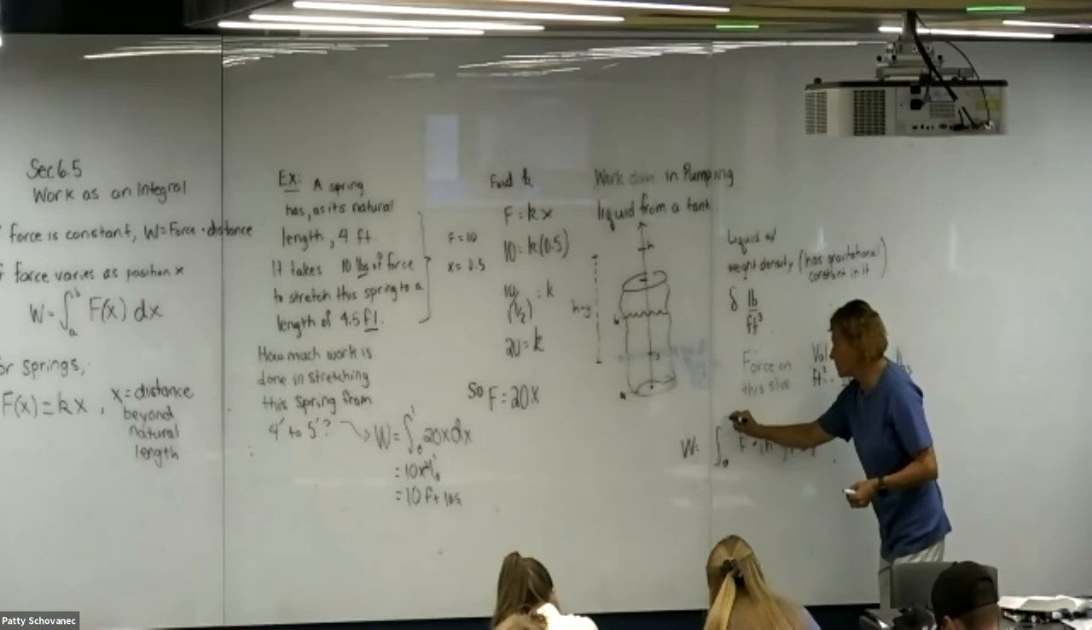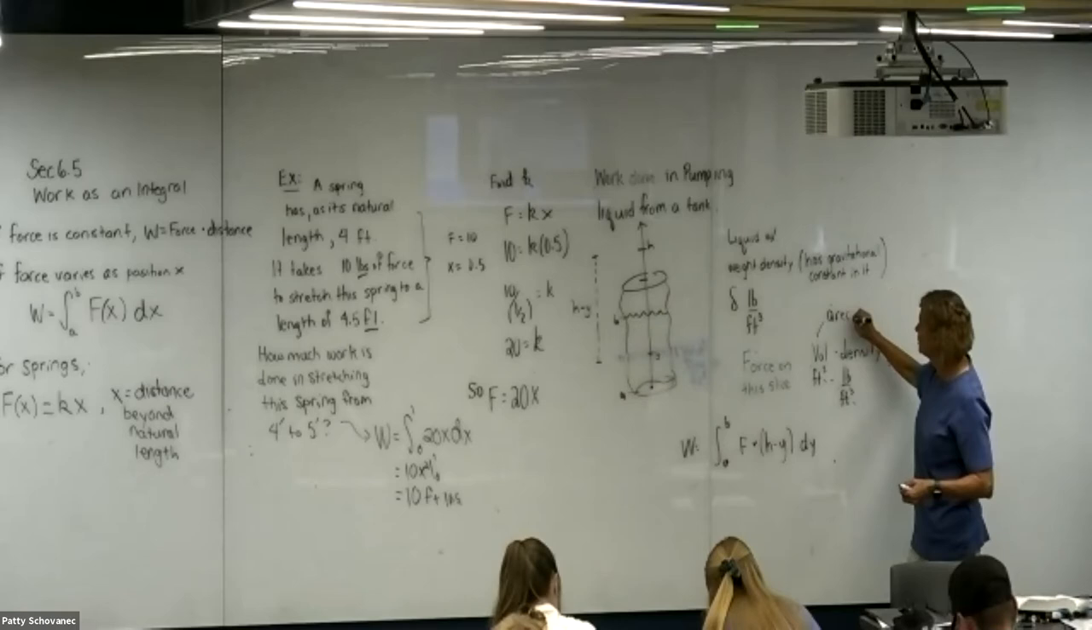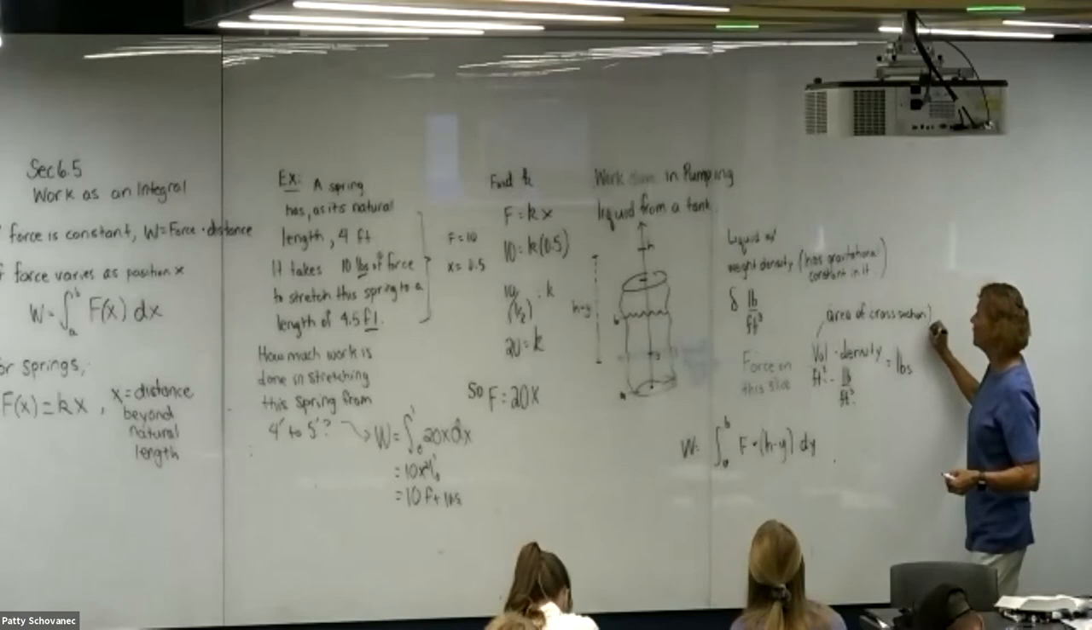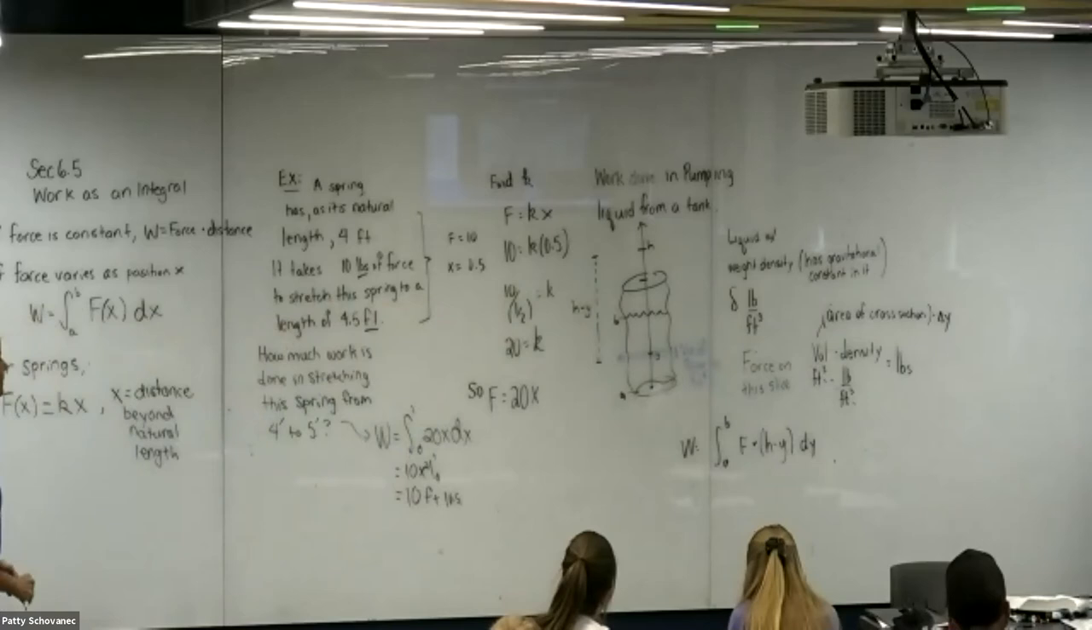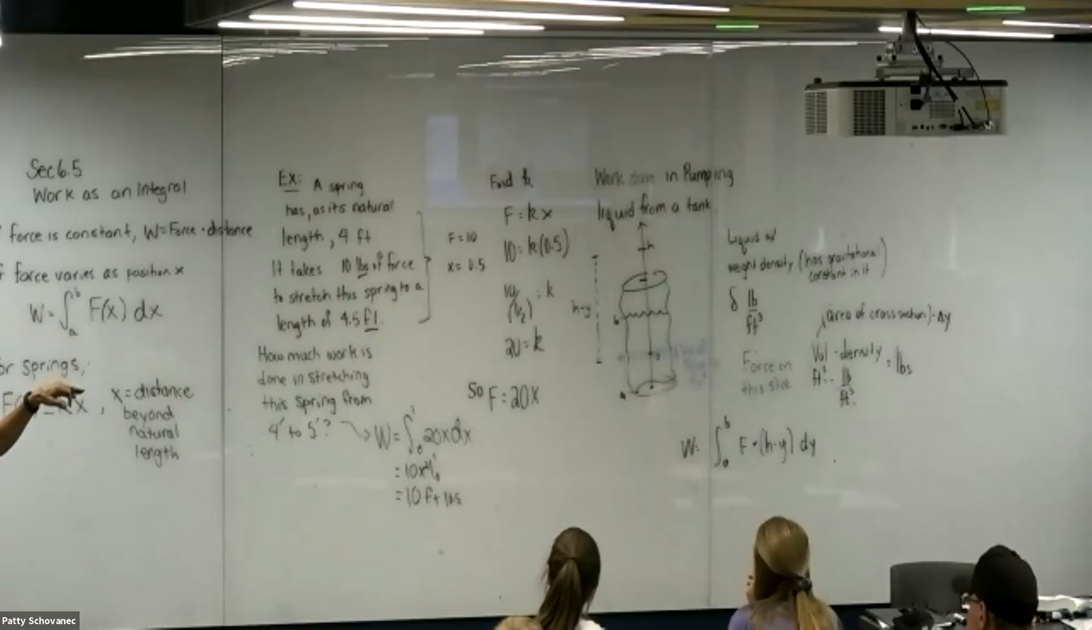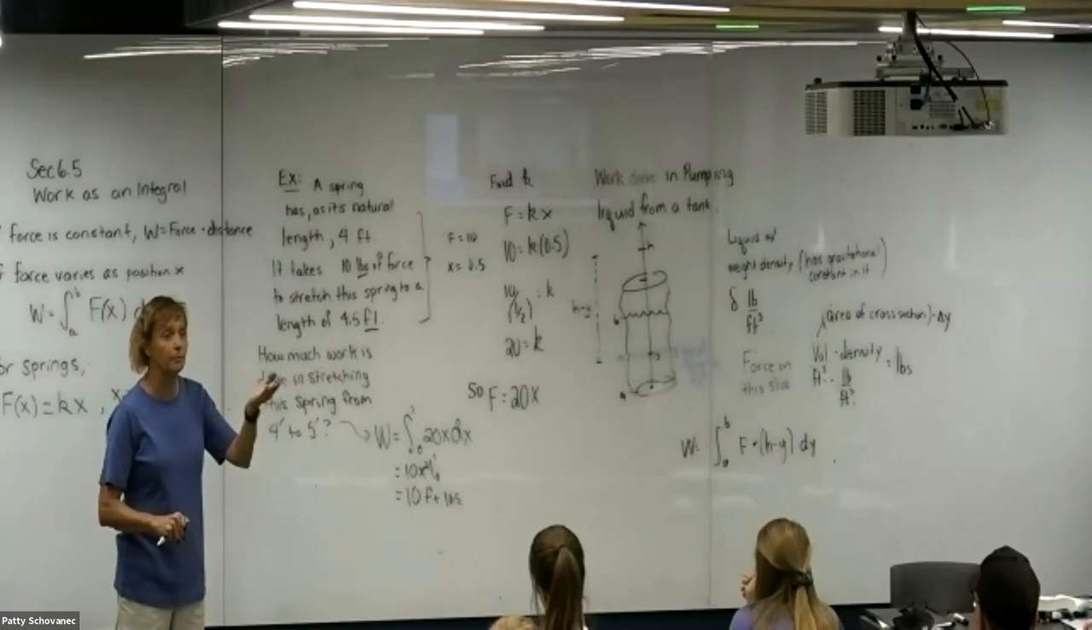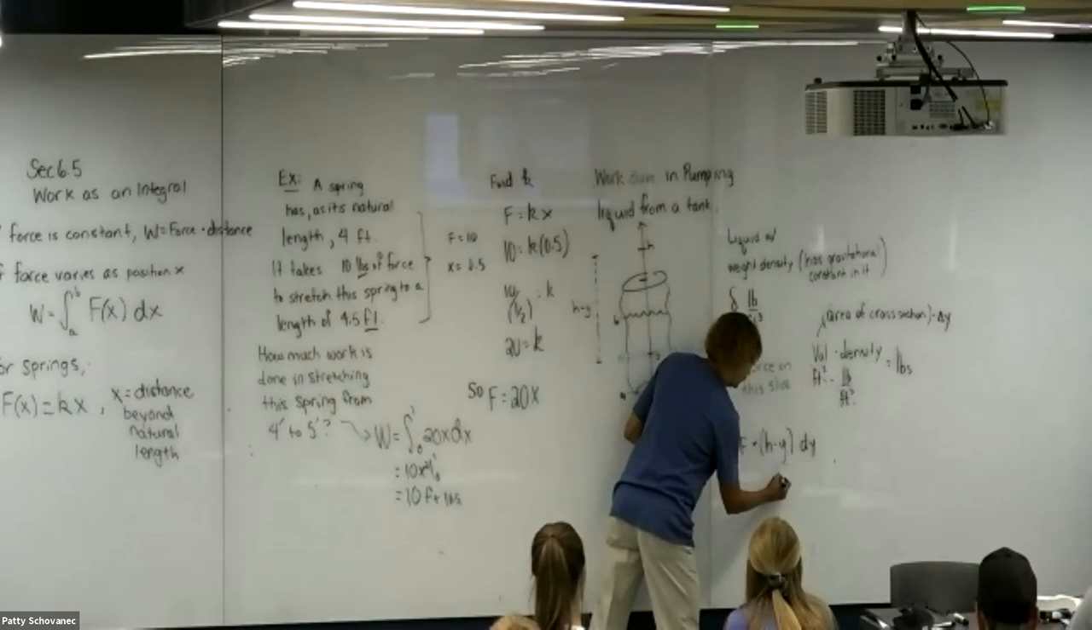So this volume is going to be the area of our cross section, depending on what our slice looks like, times the thickness, to get our three dimensions. Square feet times feet. So the description of the container plays a role in finding the volume. Everything else is going to look just like that, force times distance. Distance is in feet, force is in pounds, so work is going to be in what, foot-pounds, right? This distance here is in feet. This force is in pounds.